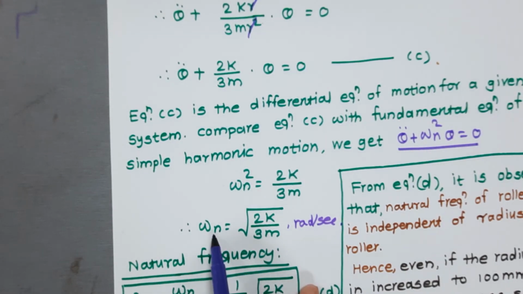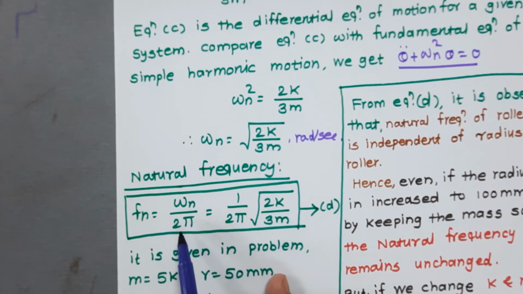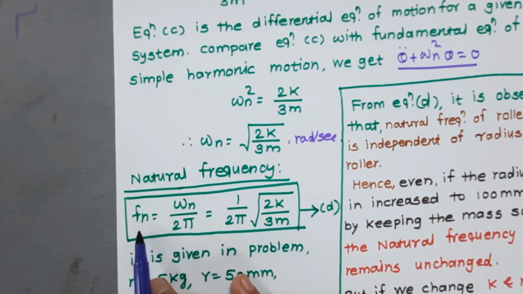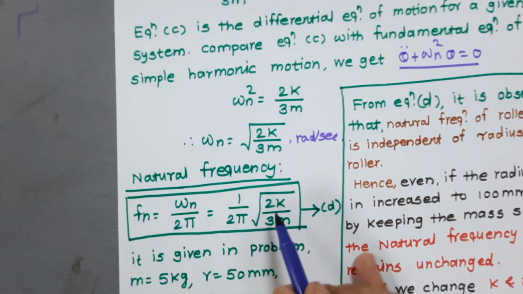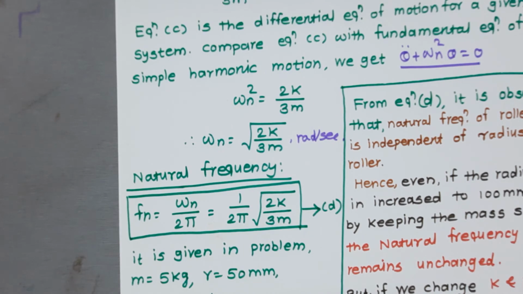Now from this formula we can calculate the natural frequency. How to calculate natural frequency? Natural frequency is calculated as fn = ωn/2π = (1/2π)√(2k/3m). This is equation number D.